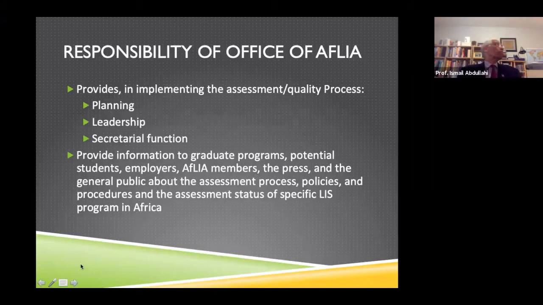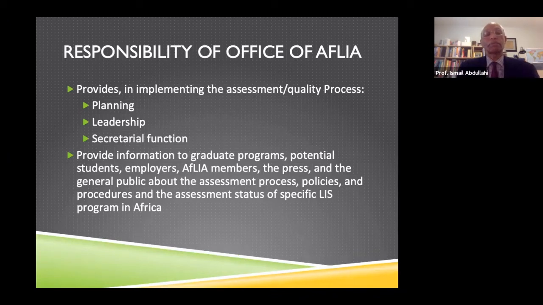Now, the responsibility of the Office of AfLIA, let us say. AfLIA will create an office or a committee or whatever. I put this just as an example. It provides for implementing the quality assessment process, as I have said, especially in planning, in providing leadership, in providing secretarial function, in planning, for example, saying which library schools are ready to go for assessment of quality control. There must be plans for how those assessments are done and who's going to do it, for example. Okay.